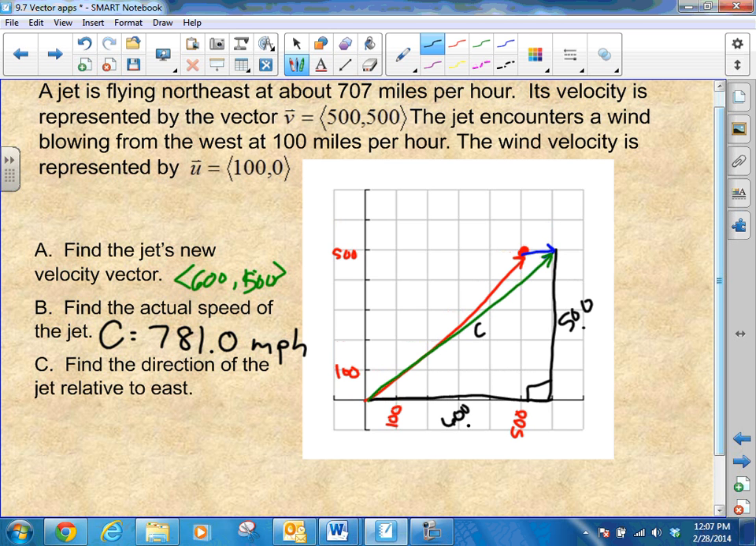Now, I've got to find direction. How do I find direction? What two things do I need? I need the angle and I need direction. So, looking at our picture, I got a lot of things happening, right? I got the red, the blue, the green, and the black. What am I actually going to find the angle of?